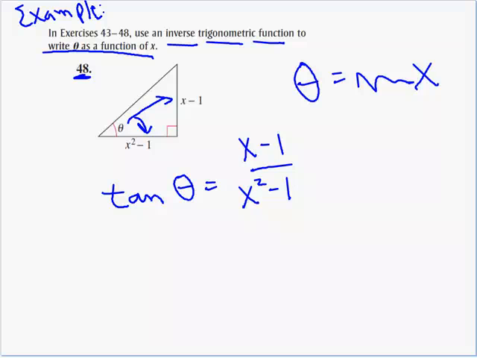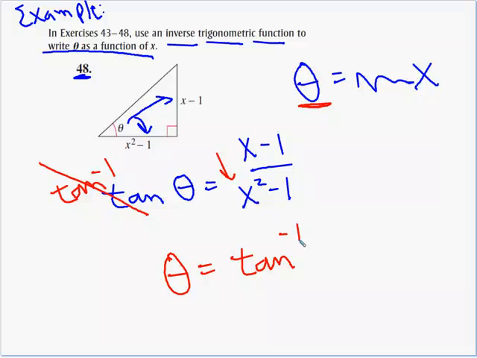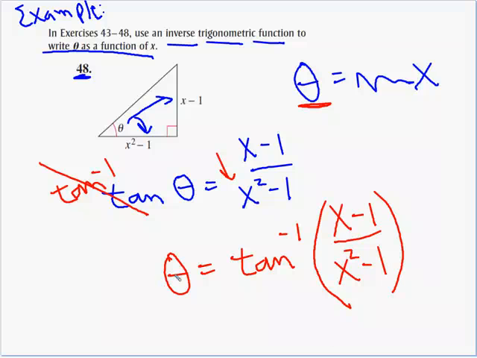We're almost home. We want theta equals something. We have tan of theta equals something. How do we get rid of this tangent? Of course, we tan inverse. We tan inverse here, those cancel. So we're left with theta equals, well, we have to also tan inverse here. It's only fair. The tan inverse of x minus 1 divided by x squared minus 1. There's our final answer. Theta is written in terms of x.